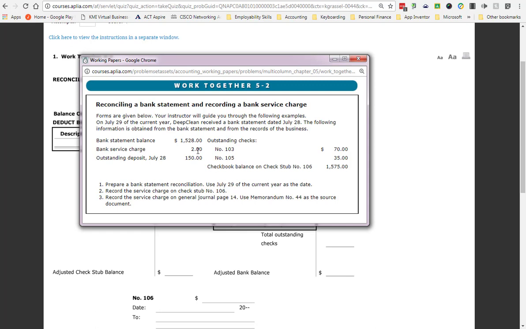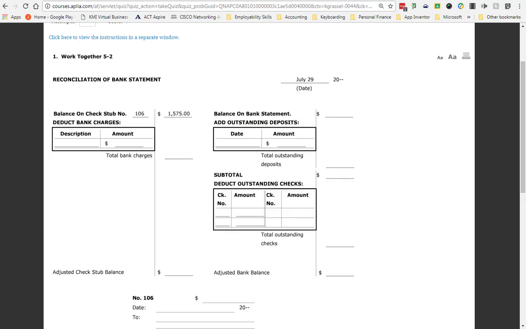So here's the thing. I don't have to write a check to the bank for this. Would you agree? The bank is just going to go, there's the account. We signed an agreement that when you have an account with us, you're going to pay this fee. It just takes the $2 out. So what I have to do is adjust my check stub balance by my service charge. So I'm going to put in the description the words service charge, and then it's going to be $2.